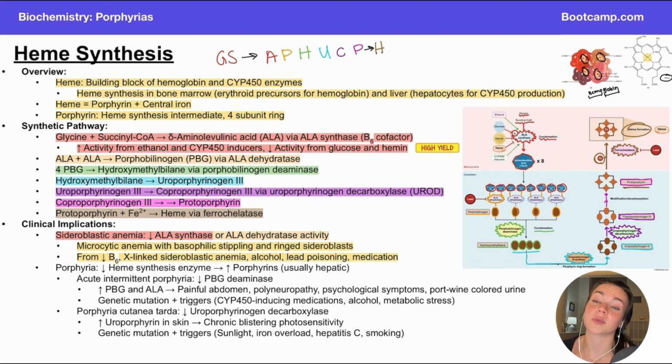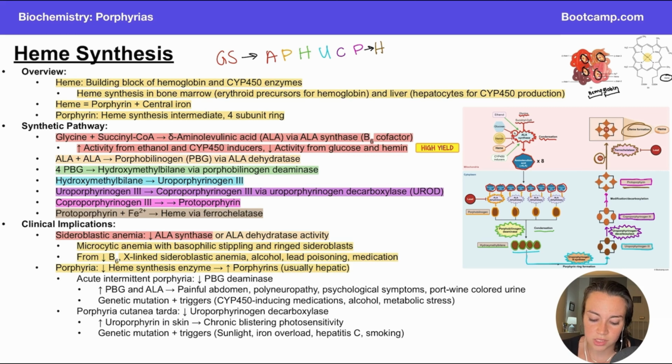And the other big clinical implication of this pathway is a family of conditions called porphyrias. A porphyria is what happens when there's a deficiency in a certain heme synthesis enzyme. And this leads to a buildup of heme synthesis intermediates like porphyrins, usually in the liver. There are two big ones to know for the STEP exam, and each of them will have their own video.